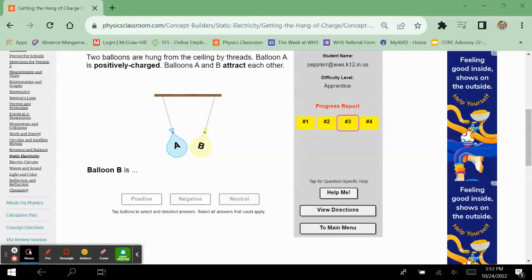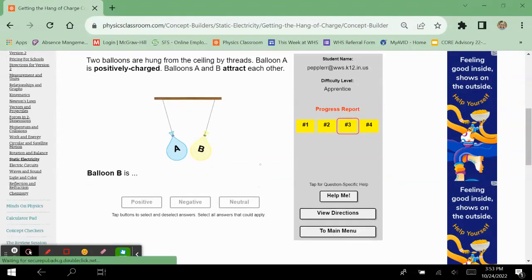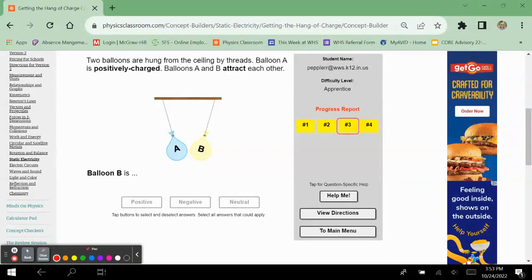So today's focus is on getting the hang of the concept builder and the thoughts and ideas you need to consider when doing this concept builder. So here we are looking at two balloons that are attracted to each other, or pulling towards each other. Balloon A is positively charged, and we know that A and B are attracted to each other. So balloon A is positive, and these two are attracted to each other.